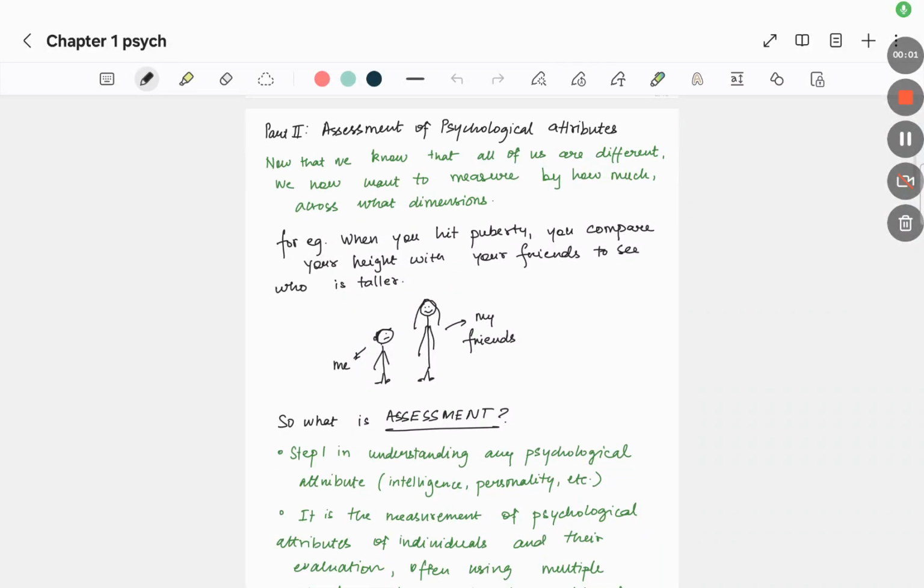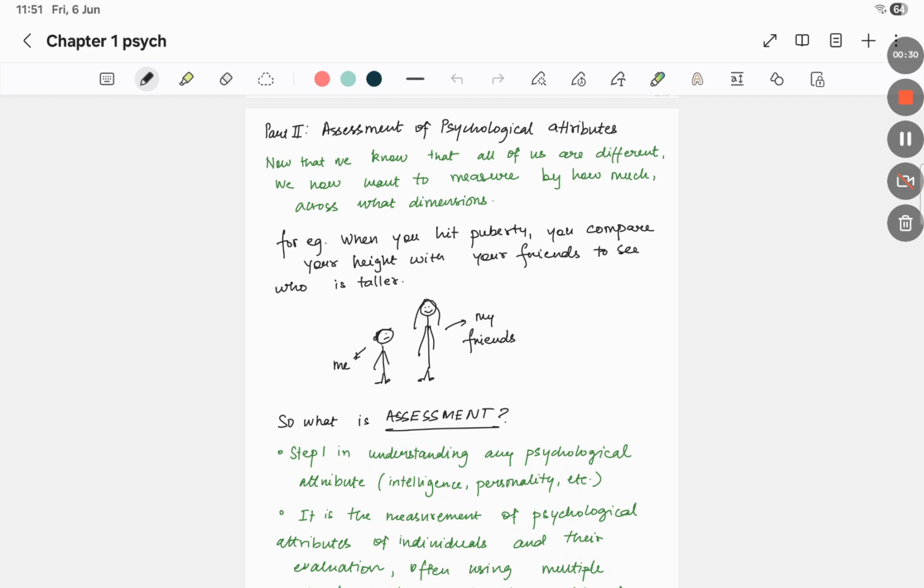So now that we finished part 1 of this chapter where we talked about individual differences and the 2 reasons why psychologists believe those differences occur, we now move on to part 2 of chapter 1, which is assessment of psychological attributes. So now that we know that all of us are different, we now want to measure by how much, across what dimensions do we differ from each other, because humans have a knack for comparison.